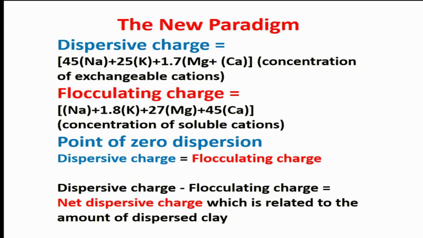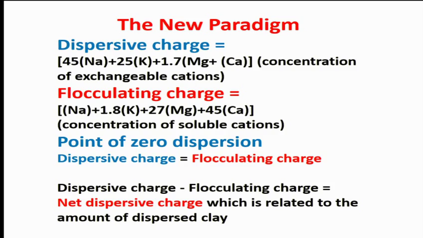Now, after that, if it is a negative charge, it has to be balanced by the cations. The cations commonly found in soils are sodium, potassium, magnesium, and calcium. And on the basis of the dispersive power of the exchangeable cations, it is 45 times for sodium, 25 times for potassium, 1.7 times for magnesium, and calcium as 1. Here the concentrations are exchangeable cations in terms of millimole charge per 100 gram or whatever.